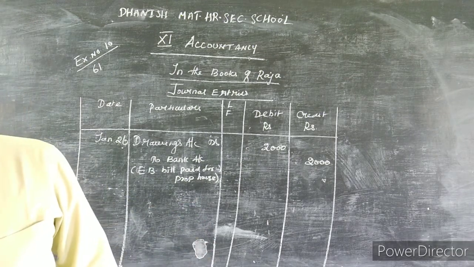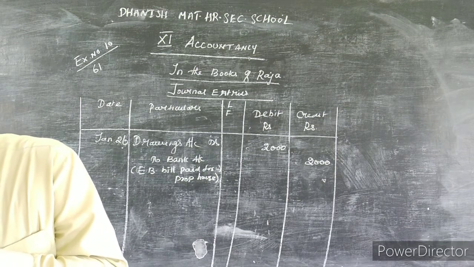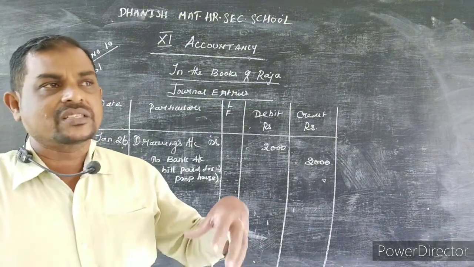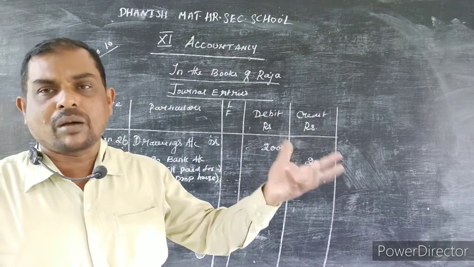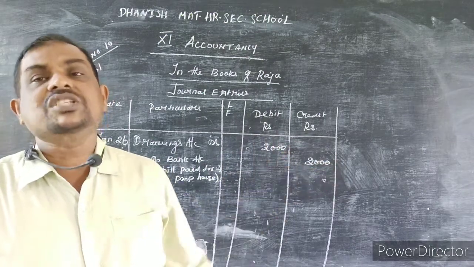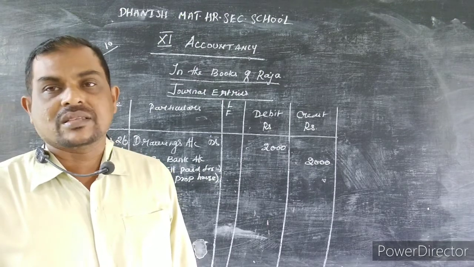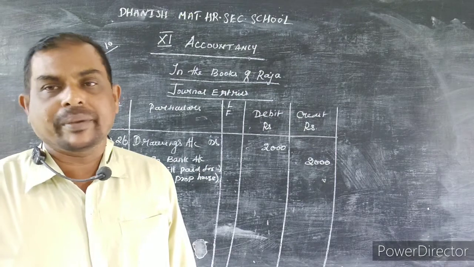Now the next journal entry is what? Lunch provided free of cost to a charity. Charity is nothing but free of cost, that is, to any ashram or any orphanages. We are giving some amount for free of cost. That is called what? Charity. Charity is an expense. As per the nominal account rule, expenses will be debited. That is, charity account will be debited.